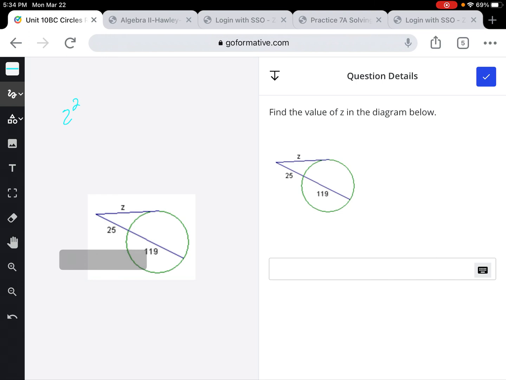For this one, I know tangent squared is equal to the outside part of my secant times the whole secant, which is going to be 25 plus 119, which is 144. Z squared is equal to 3600. Z is equal to 60.